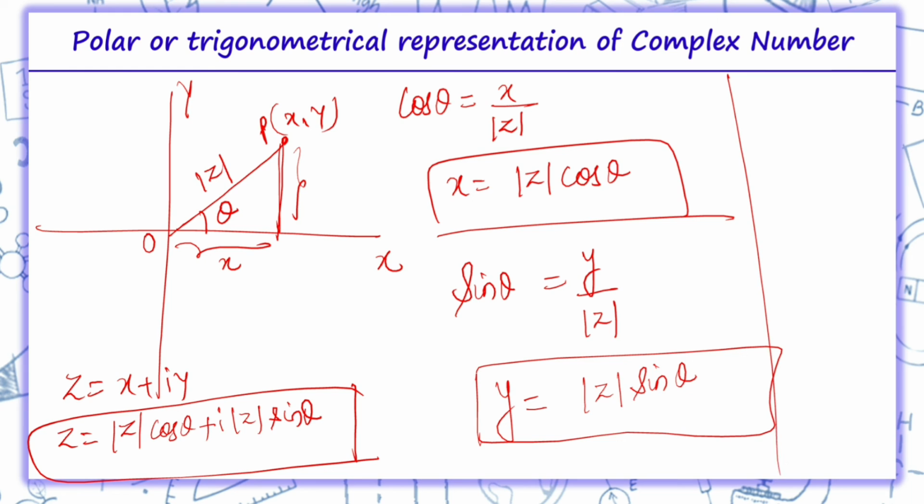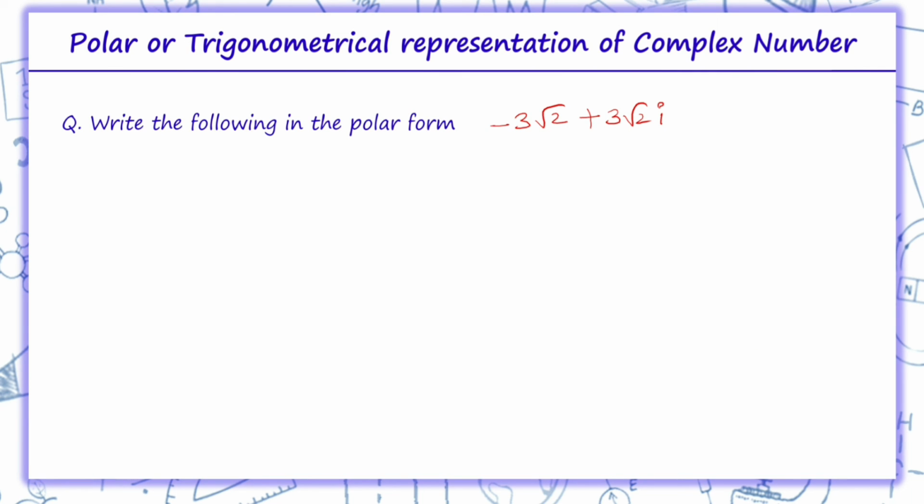And theta, as we have studied, tan theta is y by x. For different quadrants the theta value changes. So we have all studied these concepts. Now these concepts will be put in one question and we will be solving it. So the question is, we have to write the following complex number in the polar form.